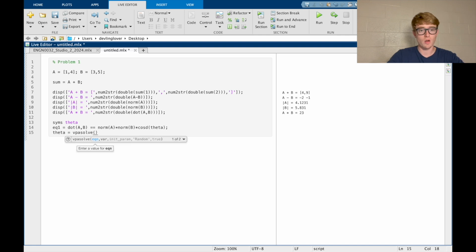Equivalently, you can use solve. I just want a nice simplified numeric answer, so VPA solve will give me that. That's the difference between VPA solve and solve. VPA solve is just numeric answers, and solve can return symbolic answers.